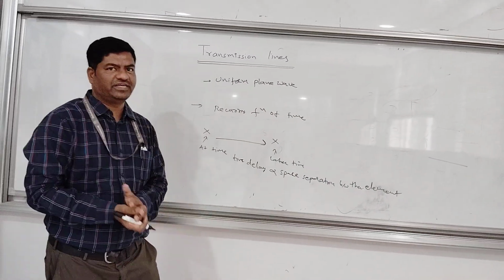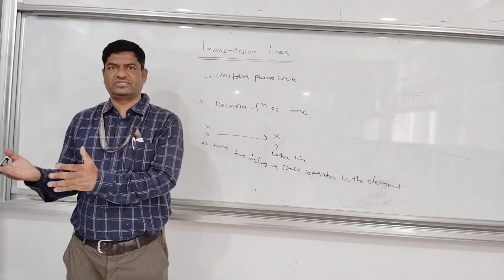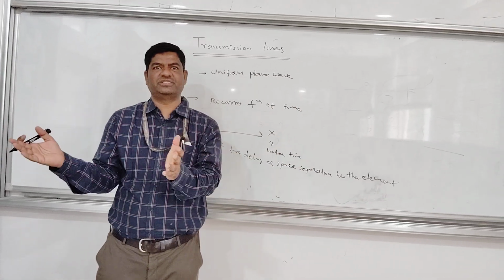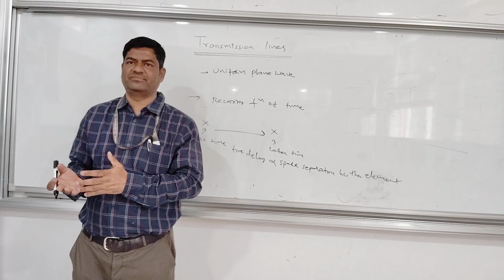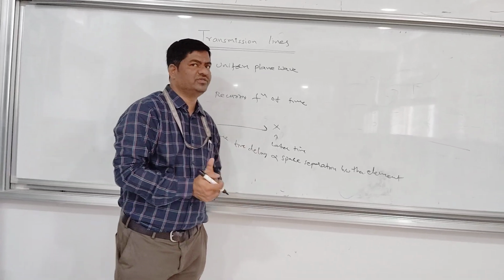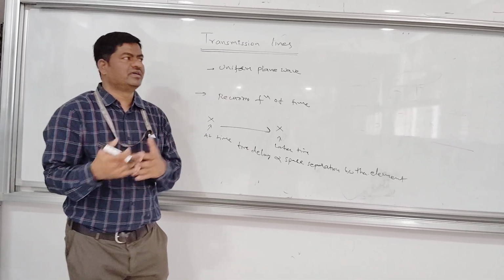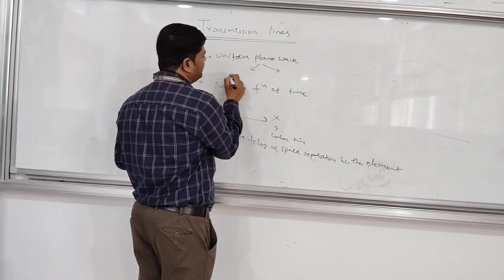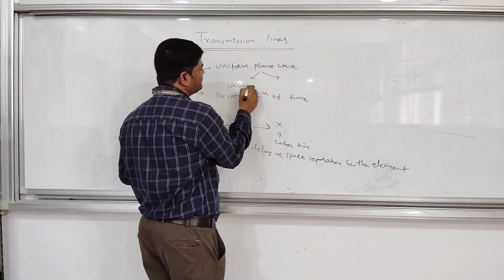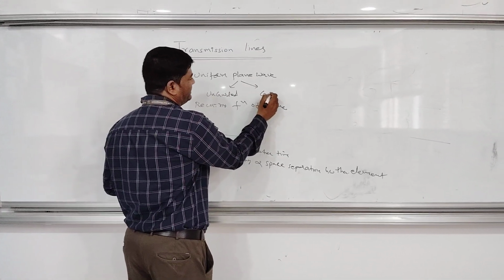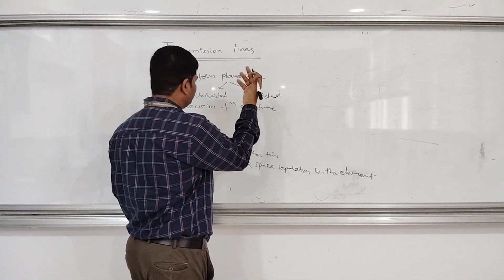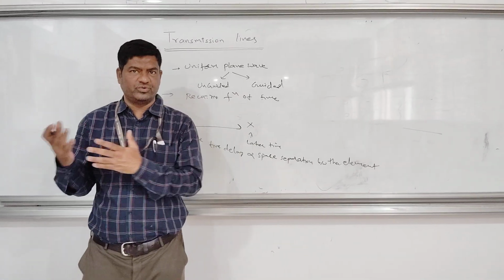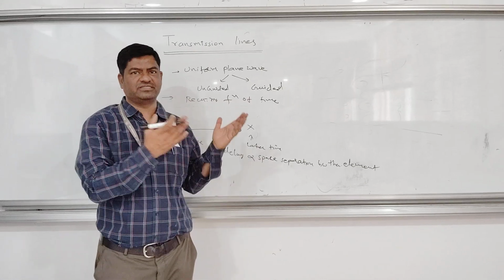So, what is a wave? A wave is a physical quantity available at one location. It reproduces at another location at a later time. The time delay is proportional to the space separation between the elements. Now, the uniform plane wave travels in what mediums? Generally, it can travel in unguided medium and guided medium. What is an unguided medium? An unguided medium does not have any boundary. A guided medium has a boundary.